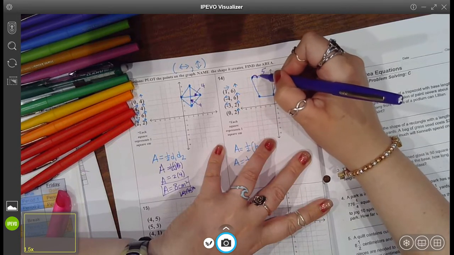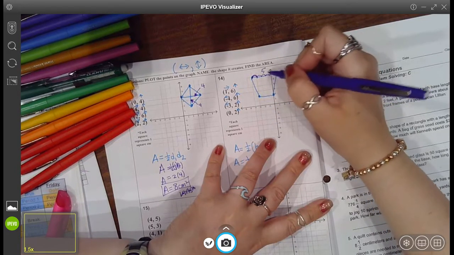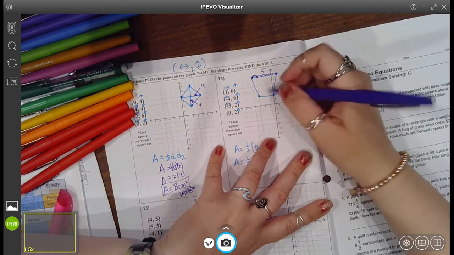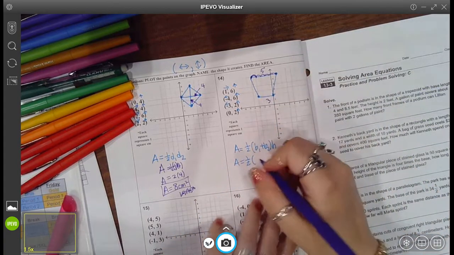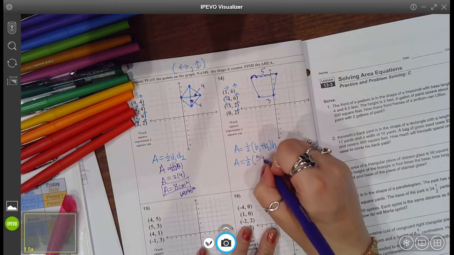Okay, so 1, 2, 3, 4, 5. If it helps, you can draw little loops. Okay, this has a measurement of 1, 2, 3. So my two bases are 5 and 3.